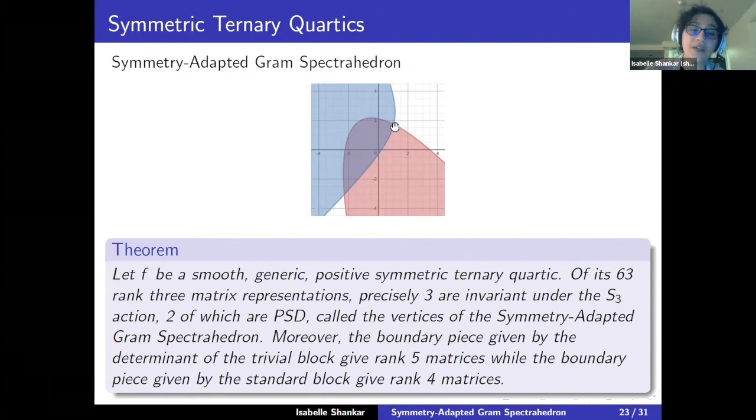But we also know that along the parabola, we get rank 5 matrices, except of course on the vertices, and along the hyperbola, we get rank 4 matrices. So we have a complete description of the boundary, which gives you descriptions of what the SOS decomposition will look like. So that was kind of nice.